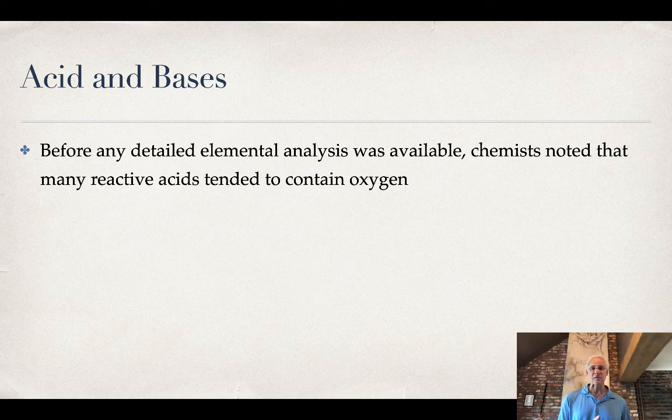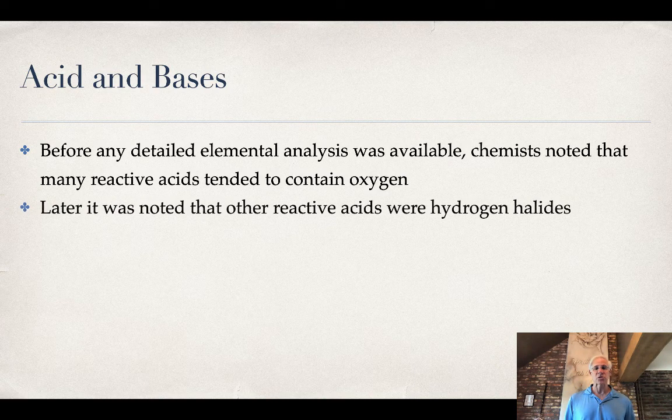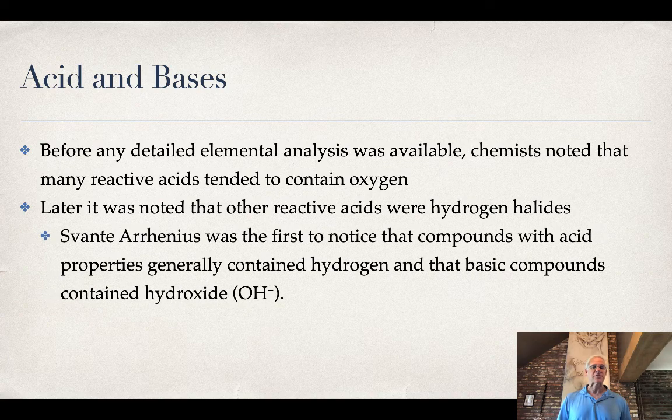So one of the things that people noted a very long time ago is that reactive acids tended to contain oxygen. And if we look at a lot of our acids today that are highly reactive, that in fact is true. But then later it was noticed that there were other acids that were also very reactive that contained no oxygen, but did contain hydrogen and halogens. And so we called those hydrogen halides. And your halides or halogens are elements from group 7.